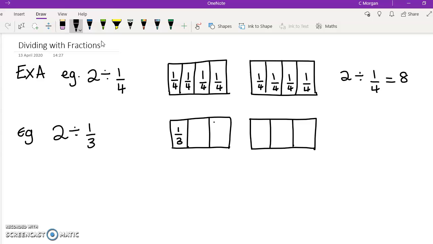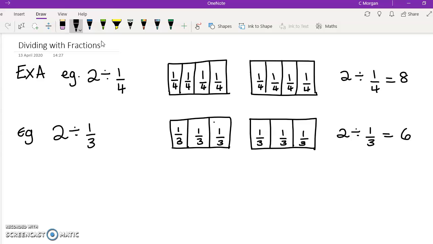So my question, 2 divided by 1/3, means how many thirds divide into 2 wholes? Well, I think that if I count the number of thirds in my diagram, you can see that I have 6. So I think 2 divided by 1/3 equals 6.